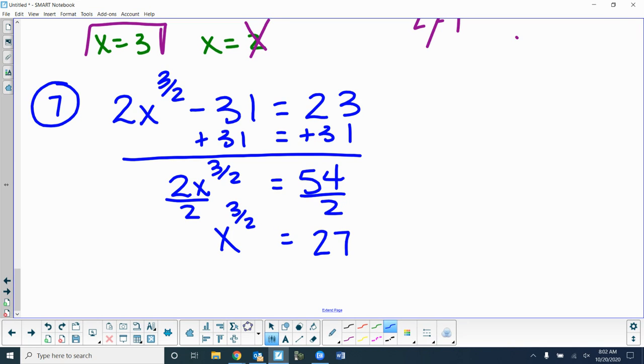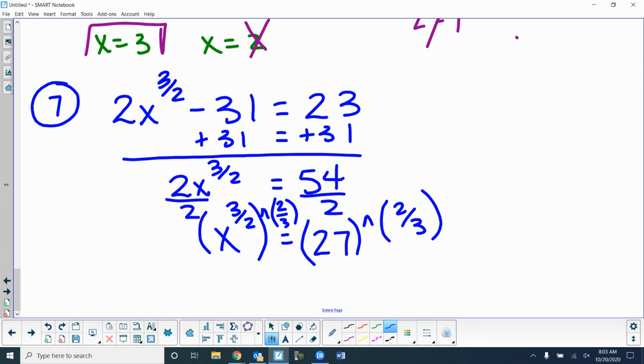Okay, so now I got to get it to be x. I want it to be x to the first. So what I do is I take this to the reciprocal power. Put it in parentheses, that 2/3. Okay? And it's the caret. Don't forget, it's not 27 times 2/3. It's 27 to the 2/3 power.